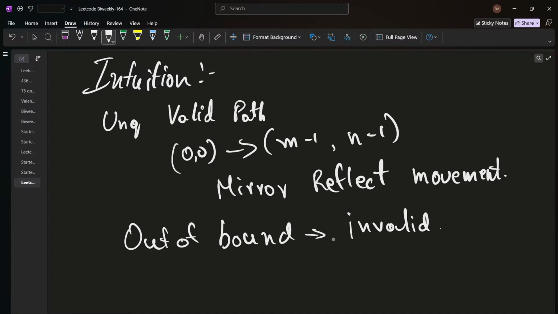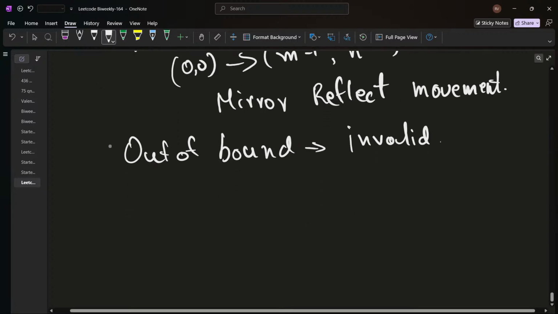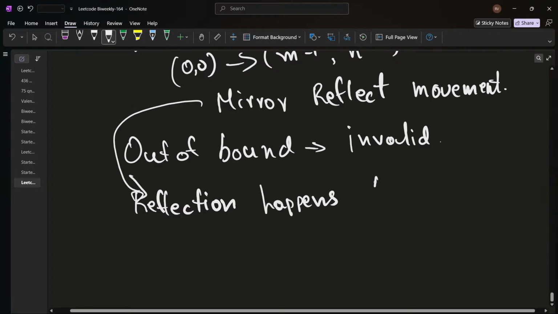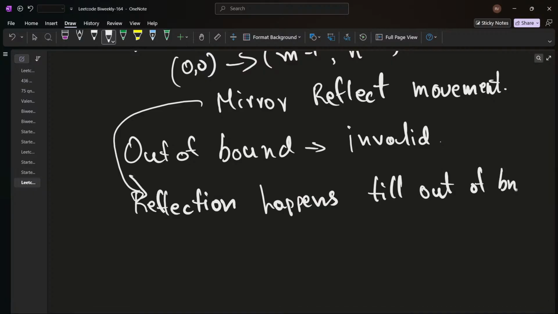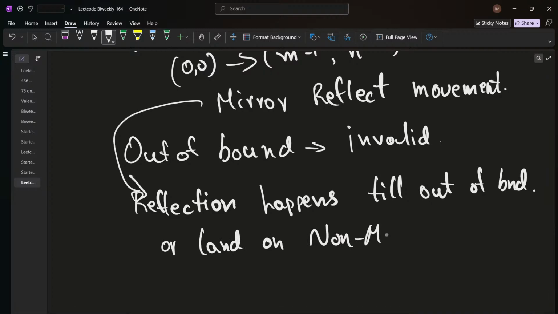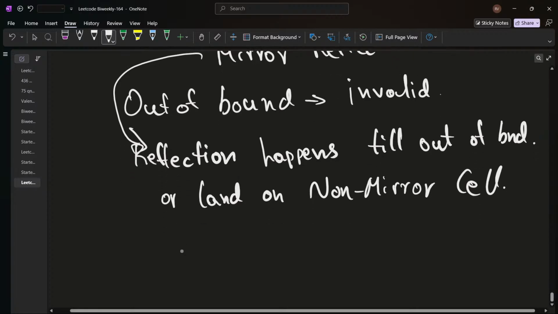And this reflection happens until the robot goes out of bound, or it lands on a non-mirror cell. That's what our intuition is, basically.